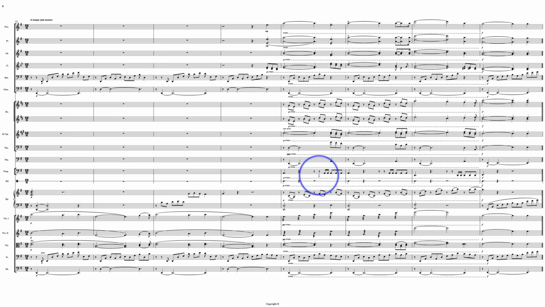Anyway, there are ways of pushing the lowest register of the flute, but then it kind of stops being a concert sound, right? It stops having the kind of character that you need in this situation.